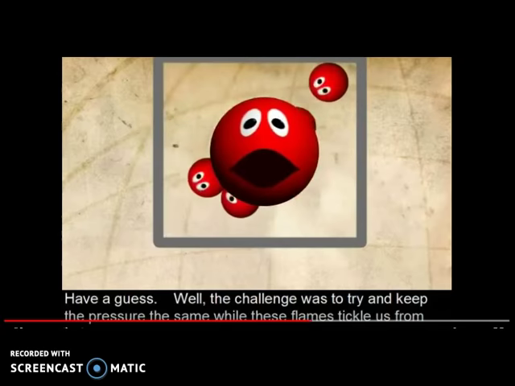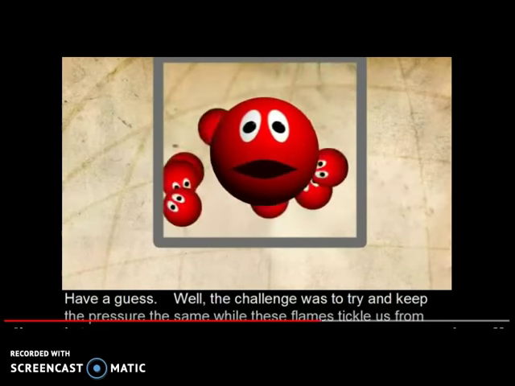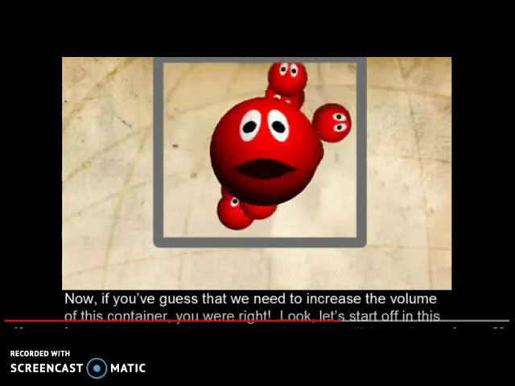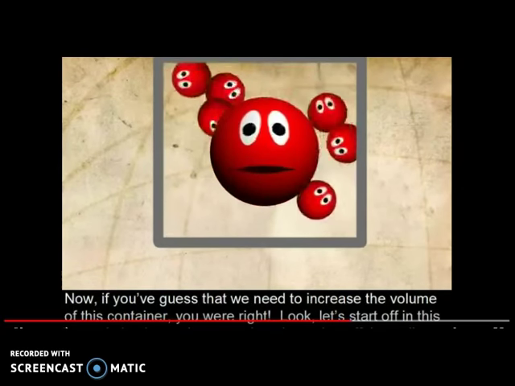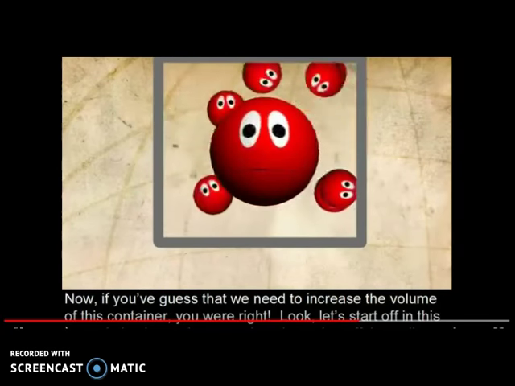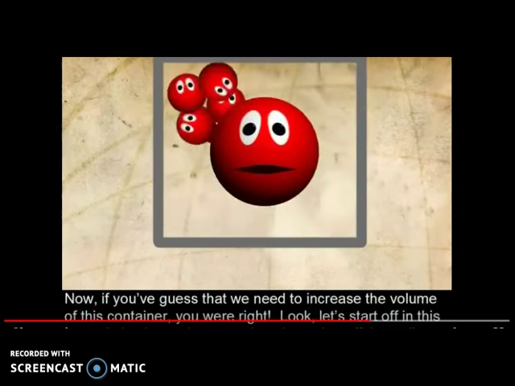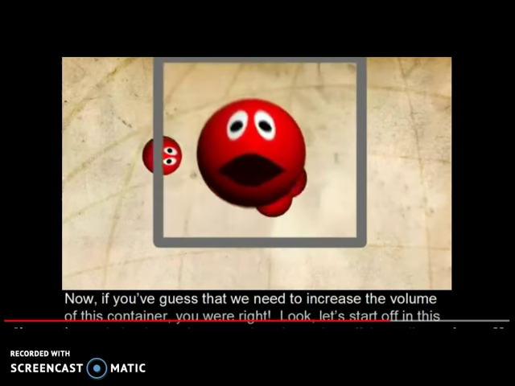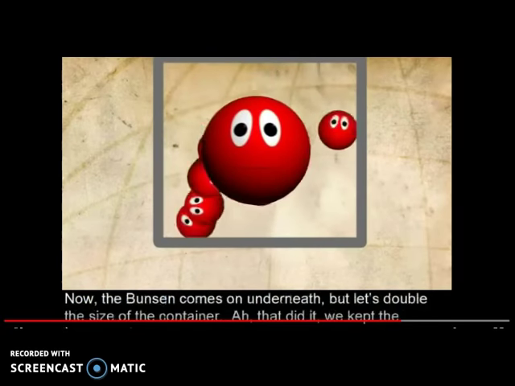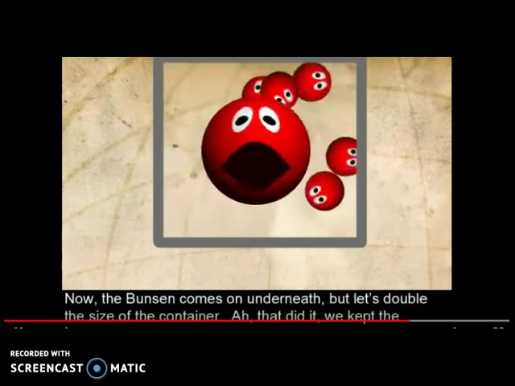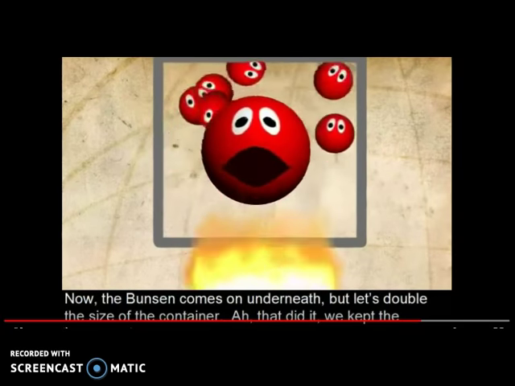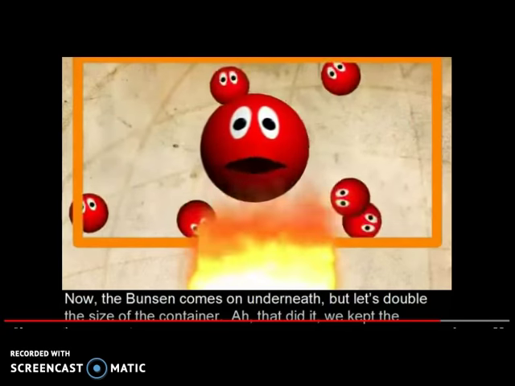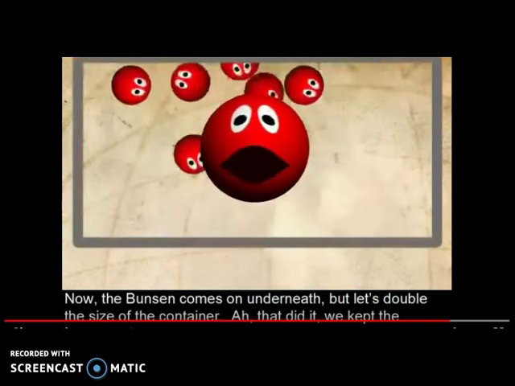Well, the challenge was to try and keep the pressure the same while these flames tickle us from below. Now, if you guessed that we need to increase the volume of this container, you were right. Let's start off in this normal sized container. Watch it bouncing off the walls. Now, the bouncing comes on underneath, but let's double the size of the container. That did it. We kept the pressure the same.